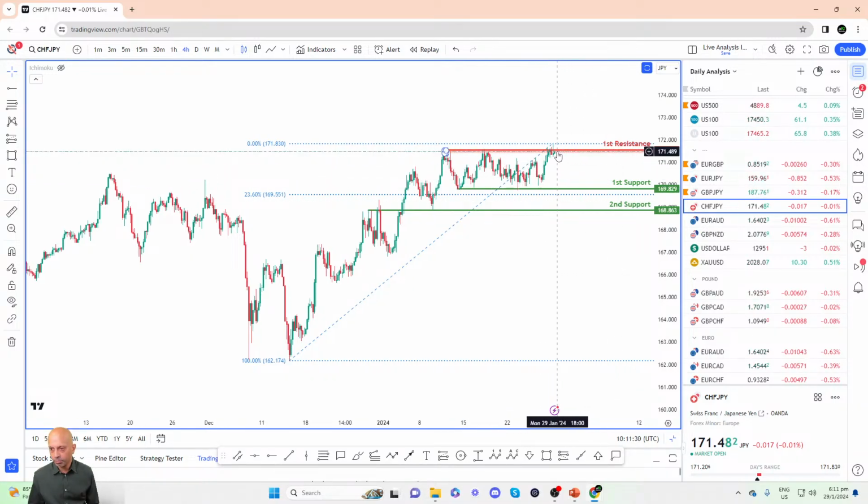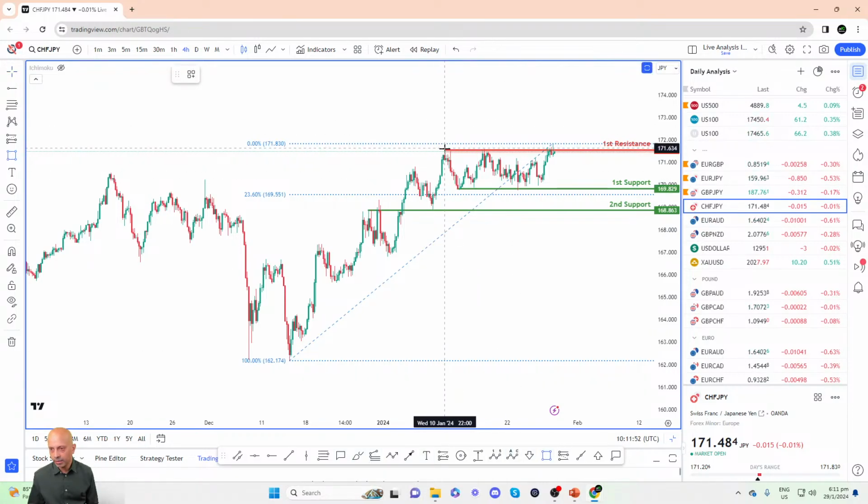Should price fail to convincingly break above the first resistance and start to reverse to drop lower, it does present to us a potential bearish reversal. So there is a potential short opportunity for the franc yen should it fail to break above this first resistance and then reverse and proceed to drop lower.